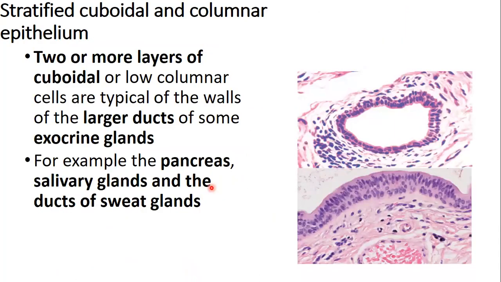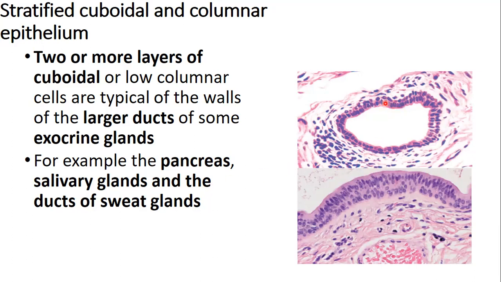Now, what about stratified cuboidal and stratified columnar? Remember that these two types of epithelium share the function. Cuboidal main function is absorption, but can also secrete. Columnar main function is secretion, but can also absorb. So where do we find them?